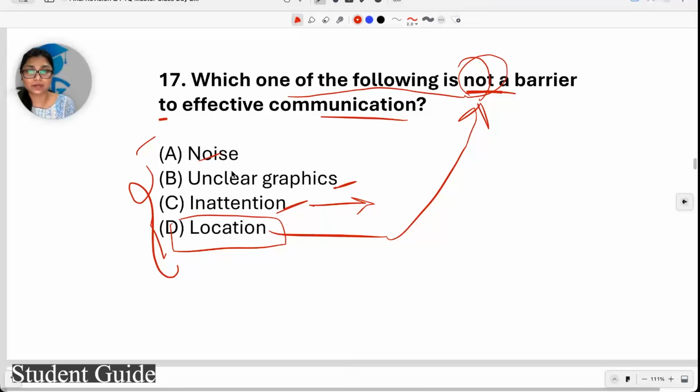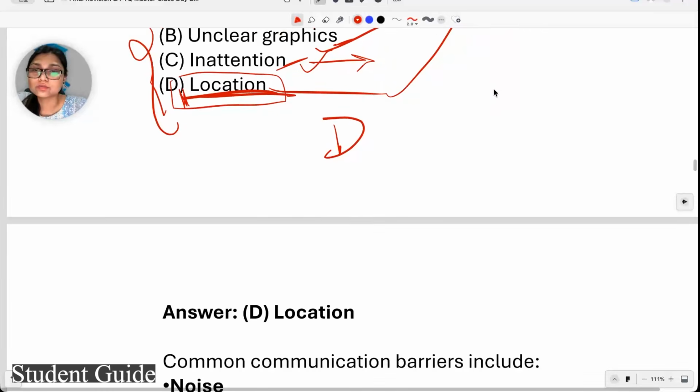because it is not a barrier, because the others are 100% barriers. For these four options, you have to go for the most logical one, and this is the most logical one. So for now, you need to know that location cannot be a barrier, and this is the correct answer for this question, as it is asking not a barrier. Okay, now moving to the next question.